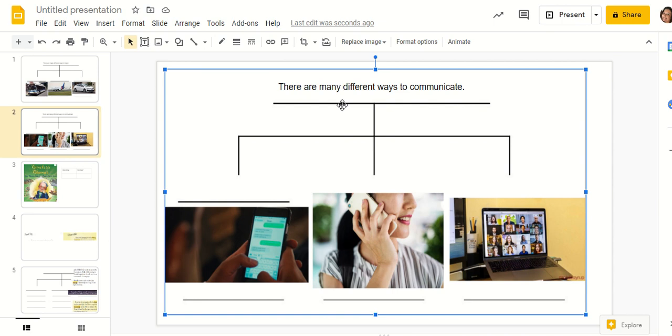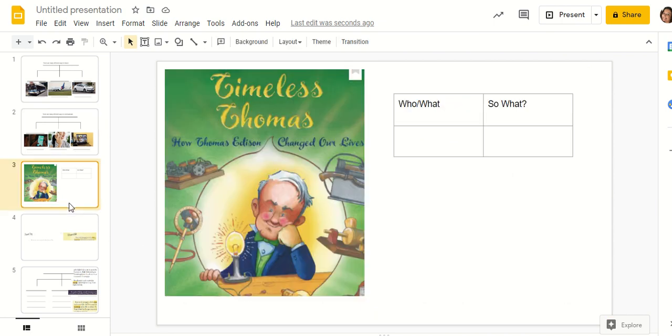We're trying to figure out what idea is repeated throughout the passage that the author is trying to really get us to understand. So one thing I like to think about when we look at a passage is we really have to look at the title, because the author picks the title for a really specific reason. So it says here, Timeless Thomas, How Thomas Edison Changed Our Lives.